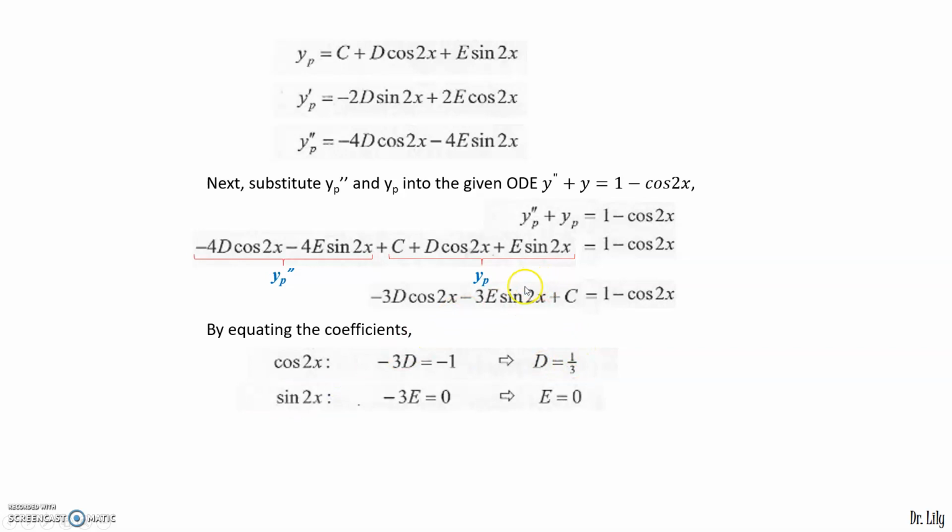For the coefficient of sin 2x, negative 3e is equal to 0, because on this side you don't have a coefficient of sin 2x. So e is equal to 0. The last one, c is equal to 1. Once you get the values of c, d, and e, you just substitute back into yp. So yp is equal to c plus d cos 2x plus e sin 2x, where c is equal to 1, d is equal to 1 over 3, and e is equal to 0.